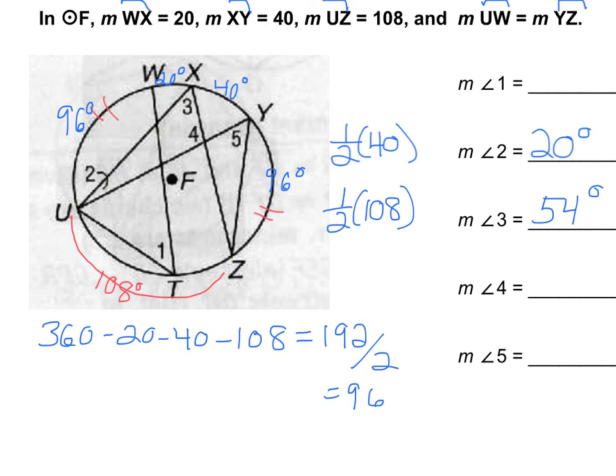So the thing that we want to do next is to figure out what angles are going to be inscribed off of what we just found. And I hope that you can see angle UTW here, or angle 1, is inscribed off of that missing arc UW, which we just found. So that's going to be angle 1, half of the 96, and we get 48.